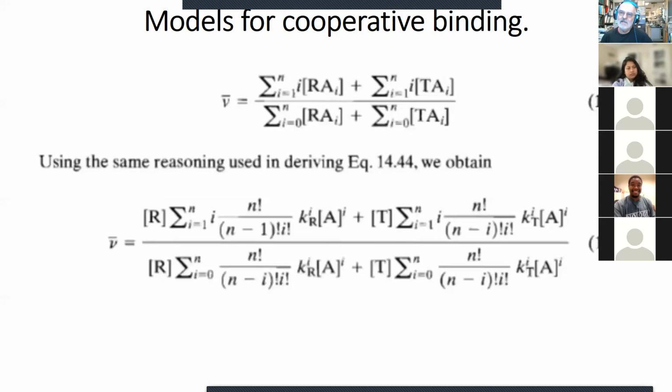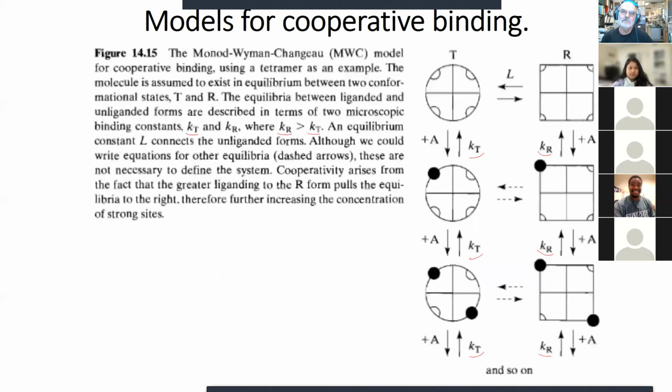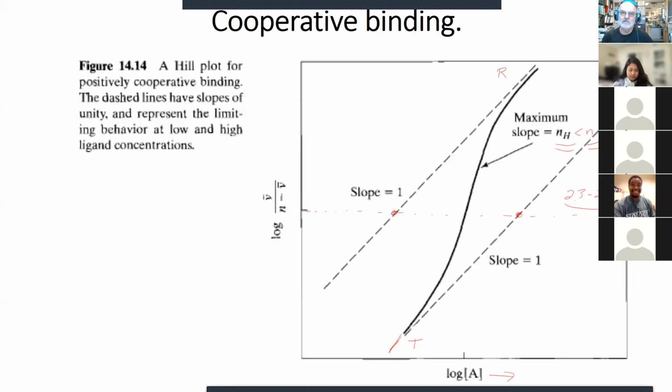So we can immediately write down what the binding isotherm looks like. And recall the binding isotherm. Let me jump back here just to find it.